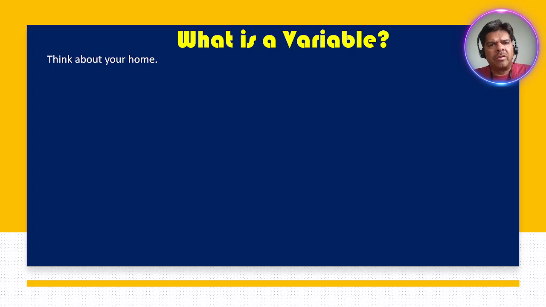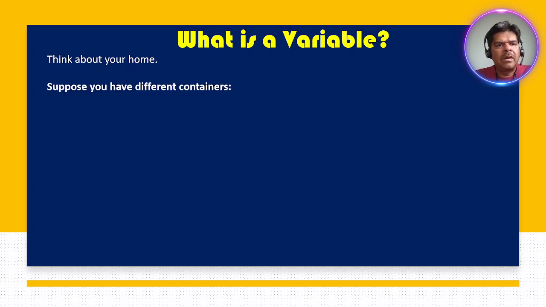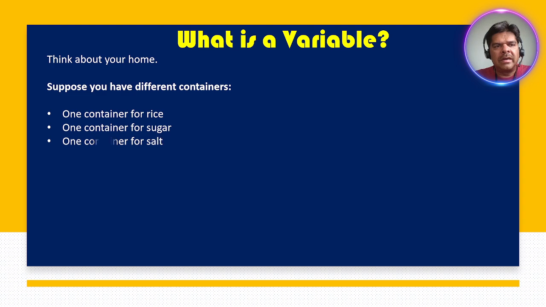So think about your home. Suppose you have different containers in your home, for example, one container for rice, another container for sugar, another container for salt. Each container holds one thing, like rice or sugar or salt. Each container has a label. The label is important, right?